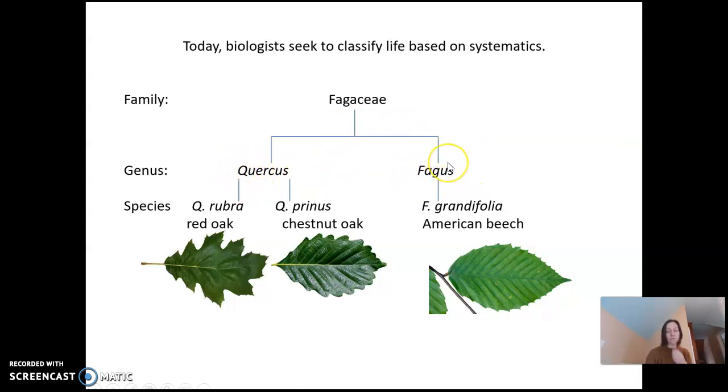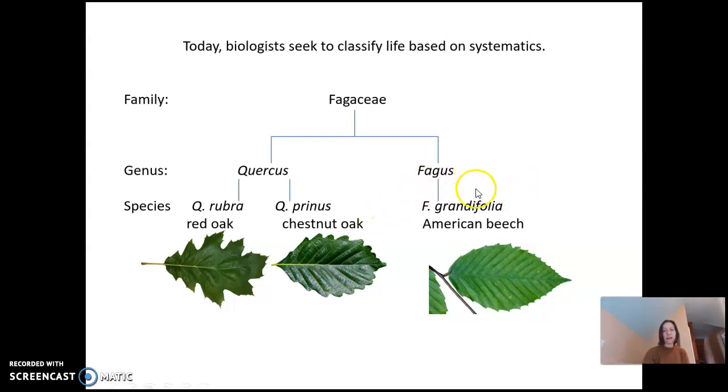Fagus is the genus for beech trees. And so they're related at the family level. We could see that through genetics, and we could see that through leaf shape. They generally have the same leaf shape. They also grow in the same area. And then in Quercus, there are many species of Quercus. I'm showing red oak here, Quercus rubra, and chestnut oak, Quercus prinus. Oh, these two leaves look fairly different from each other. The acorns that these produce are different as well.